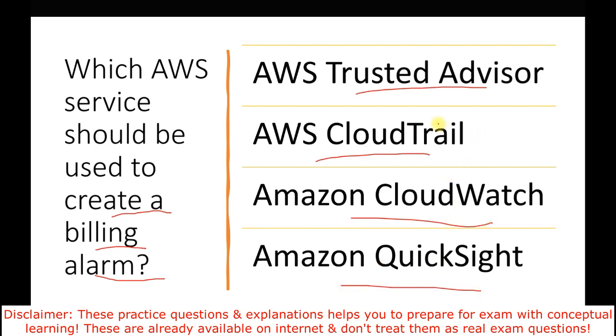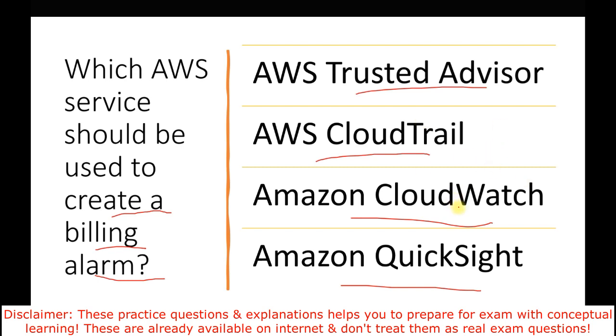AWS Trusted Advisor is an online tool that provides real-time guidance on how we can provision our resources following the best practices provided by AWS. So it's an advisor service. Next, we have AWS CloudTrail. AWS CloudTrail logs API activity, whatever actions are taken by an API, it records them, and we can't use it for any performance or billing metrics.